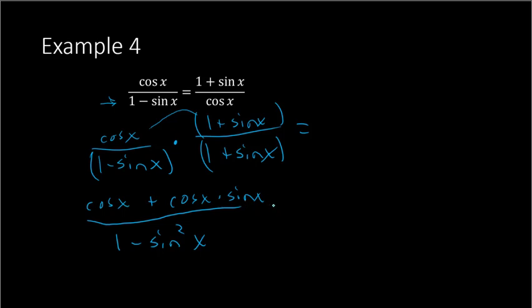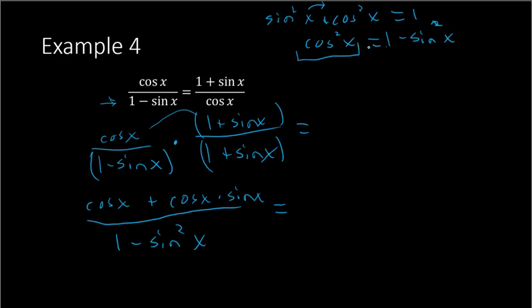Now from here, we should identify the 1 minus sine squared of x as a Pythagorean identity. Remember, if we take sine squared plus cosine squared of x equals 1, if we have that memorized, we can rearrange this by subtracting the sine squared of x to the right side. That would give you cosine squared on the left, and then 1 minus sine squared of x on the right. So we did that to show you again that 1 minus sine squared is equal to cosine squared. So now what we have is cosine of x plus cosine of x times sine of x over cosine squared of x.